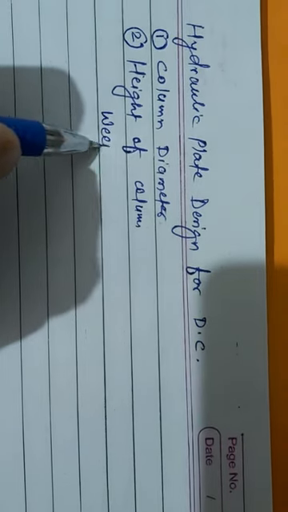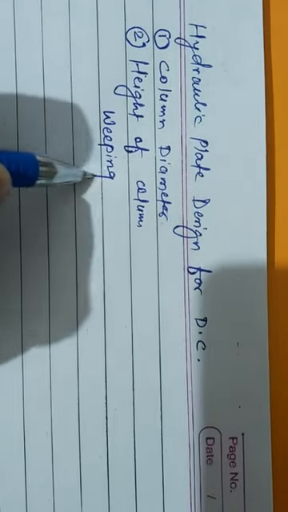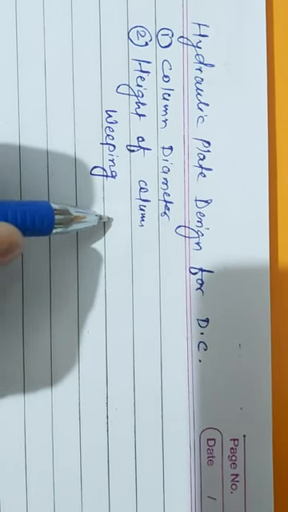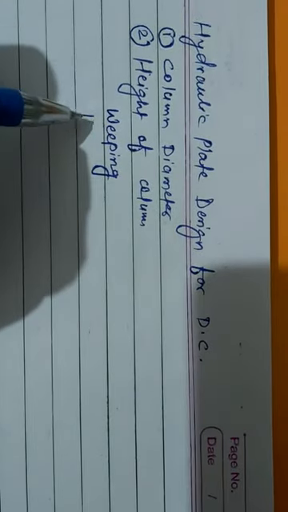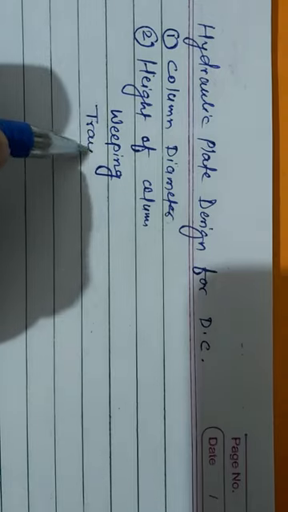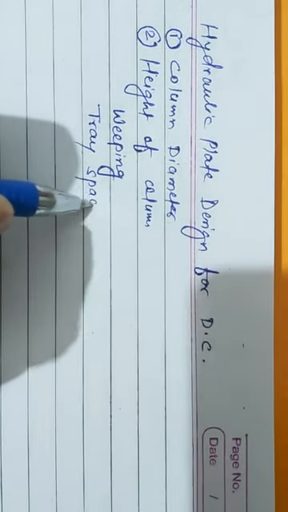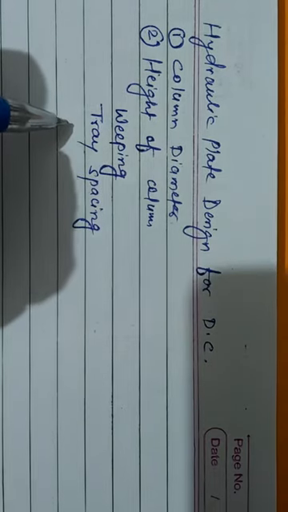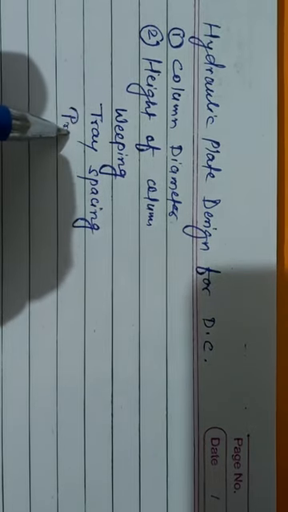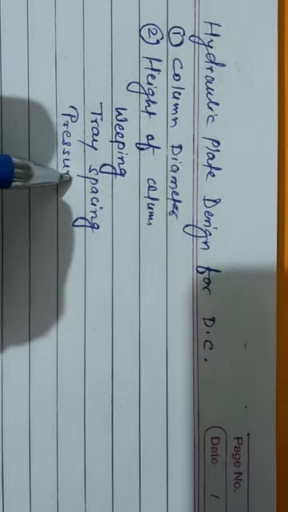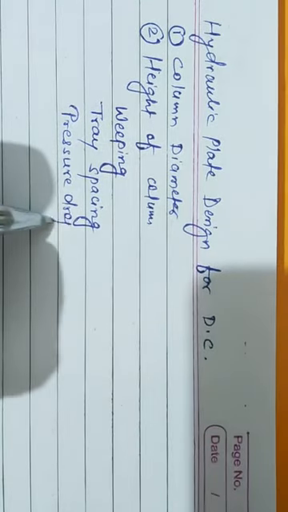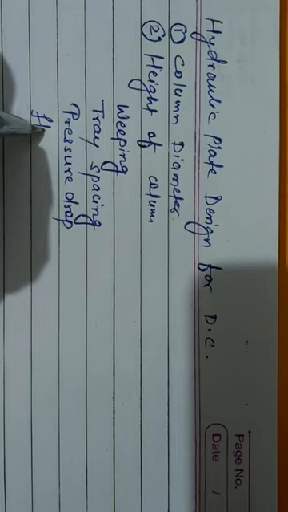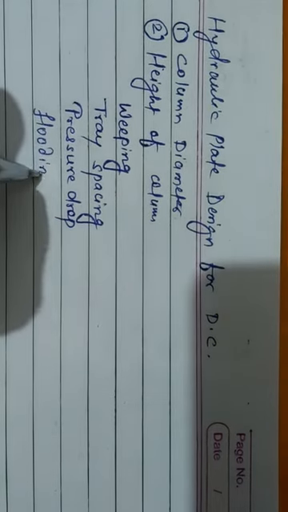weeping. There are criteria which tell you whether weeping is there. Then we check whether the tray spacing is correct. That is the criteria to check this. Then third, we check the pressure drop which we assume, is it correct? Fourth, we check the flooding which we assume, is it correct?